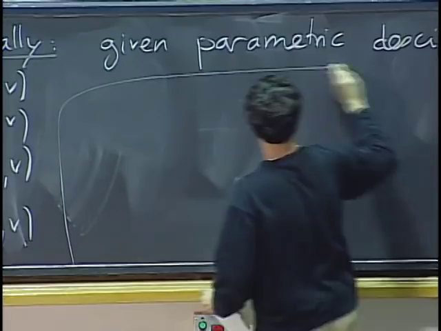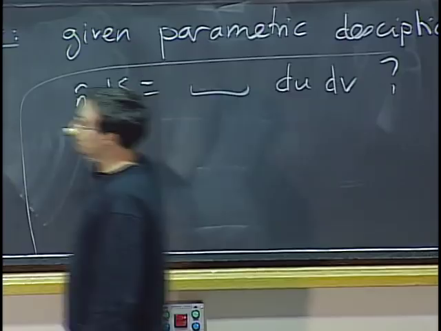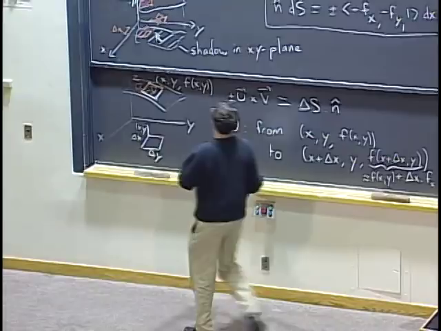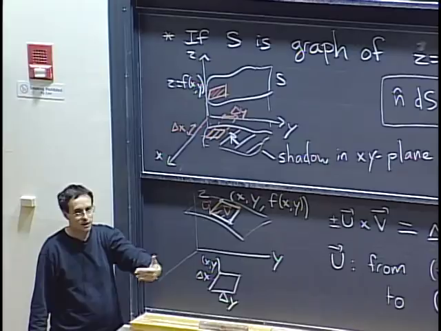Okay, so n dS should be something du dv. How do we do that? Well, we can use the same method that we've used over here. Here we used a rectangle in the xy plane, and we lifted it to a parallelogram and so on. But more generally, you can think, what happens if I change u by delta u, keeping v constant, or the other way around?